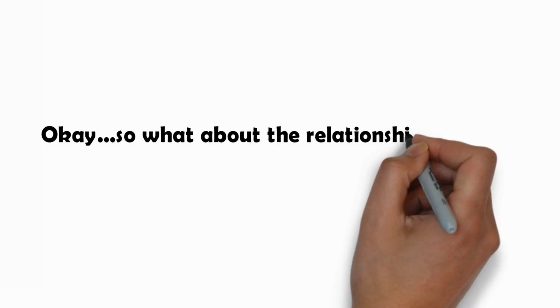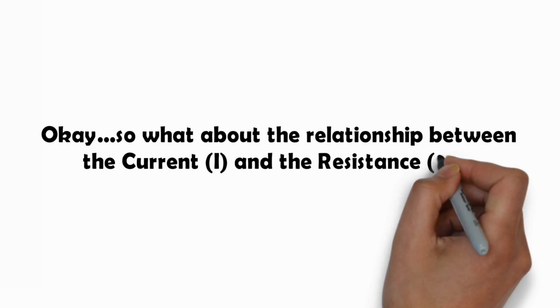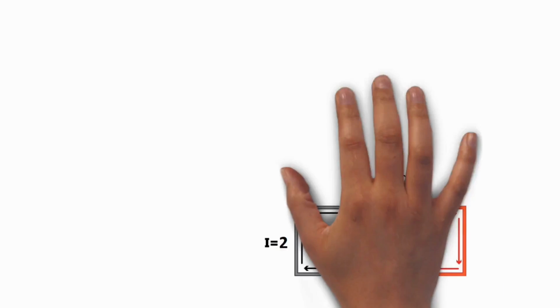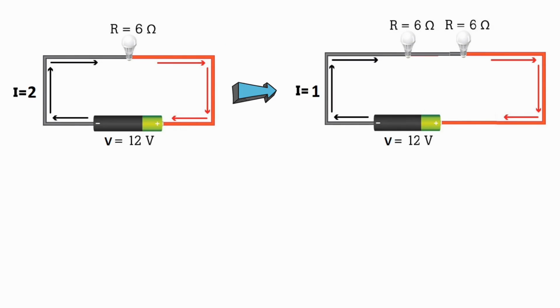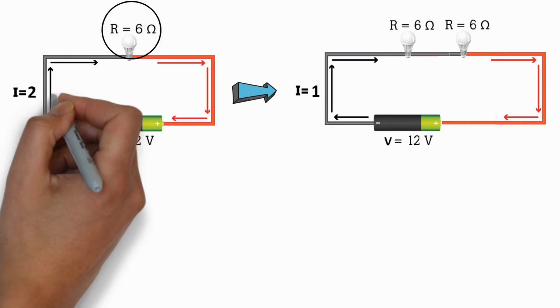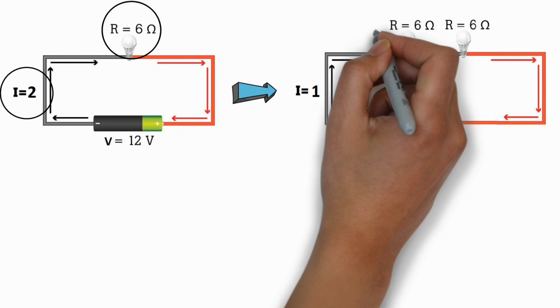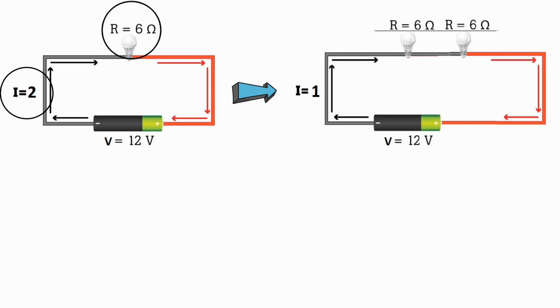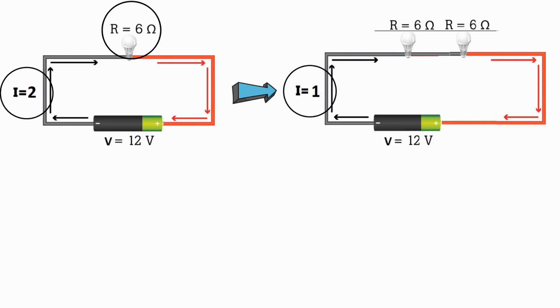Okay, so what about the relationship between the current and the resistance? Let's take a look at these graphics. Notice that when we double the number of resistance, the number of current is reduced by half. From the initial graphic, the resistance is 6 ohms and the current is 2 amps. When we double the resistance, making it 12 ohms, the current is reduced by half from 2 amps to only 1 amp.